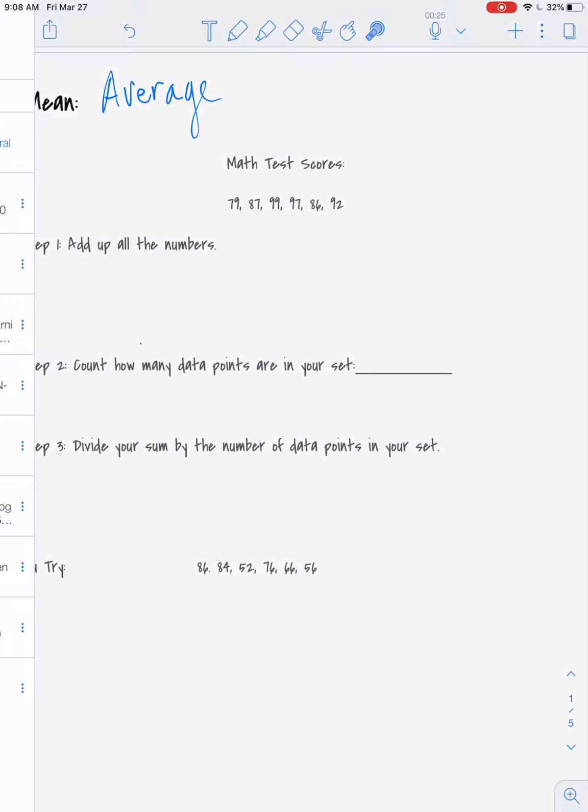Our first step is always to add up all the numbers. You can do that in a couple of different ways. You can line them all up and add them up, or you can break it down and add them up in different steps. We're going to take that approach today. So we're going to take our first two numbers, 79 plus 87, and add them together. So I have 9 plus 7 is 16. 1 plus 7 is 8. 8 plus 8 is 16. So I have 166.